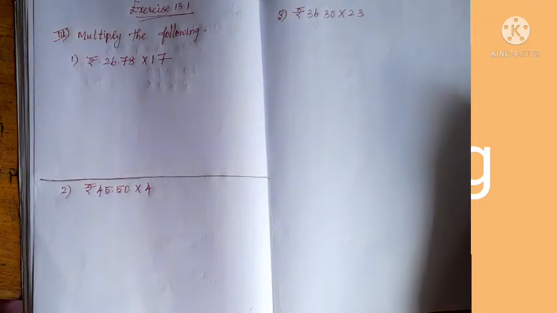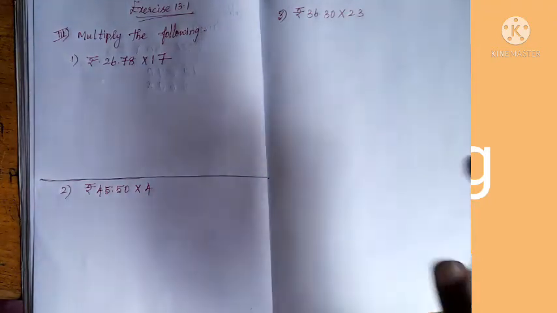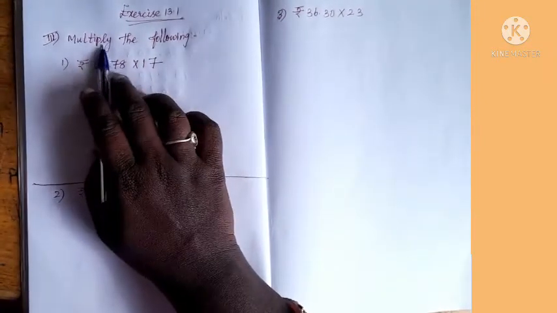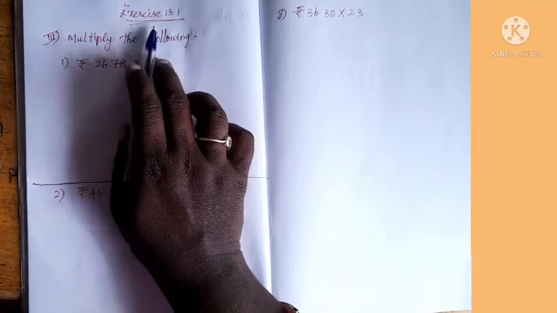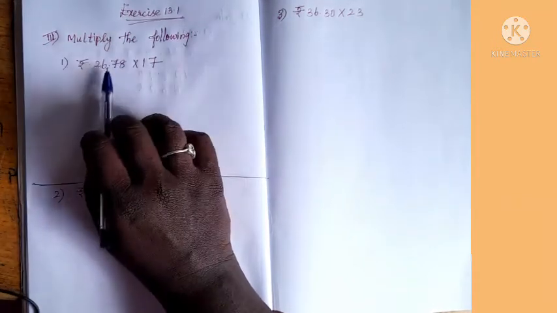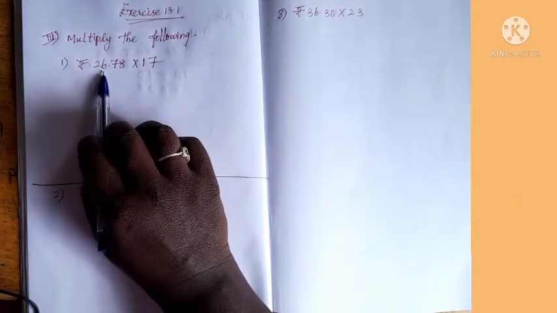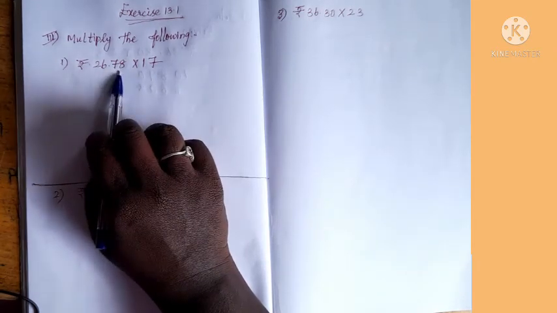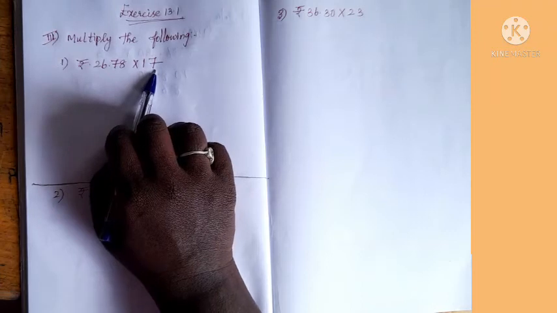Today also we are going to see the same exercise. Next, Roman number three is: multiply the following from the same exercise. Rupees 26.78, that is 26 rupees 78 paise, into 17.